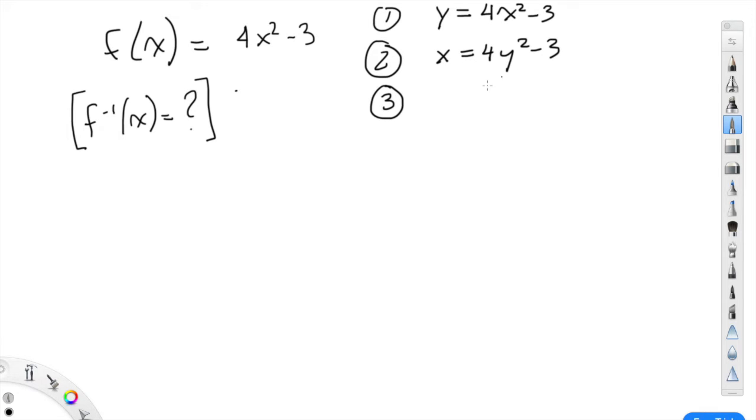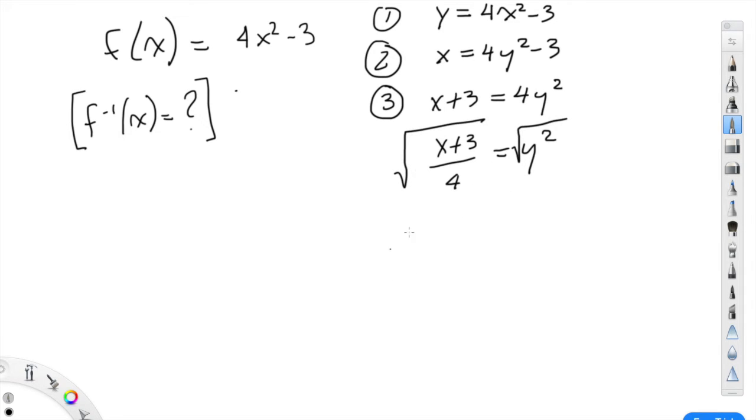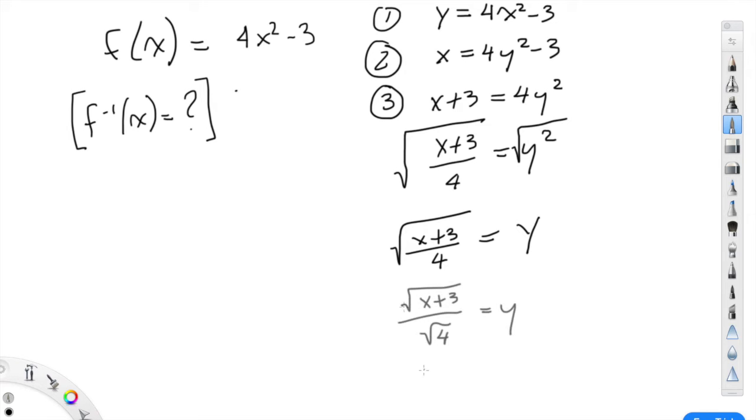First, add 3, so x plus 3, and divide by 4. Last thing is to take the square root of both sides. So this ends up being the square root of x plus 3 over 4, and the square root of y squared is just y. And the square root of 4 is 2.